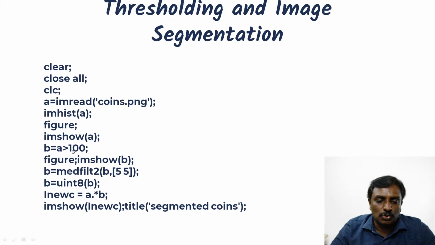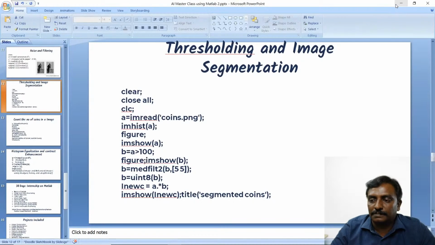So this is binarization based on a threshold, and then it applies a median filter on the binary image using a 5x5 window. The result will be in double format, so convert that to unsigned integer 8 format. It's a binary format, so convert that to unsigned integer format and apply matrix multiplication. When you apply the mask on the original image, you will get the segmented coins. Okay, so let's go to the program.